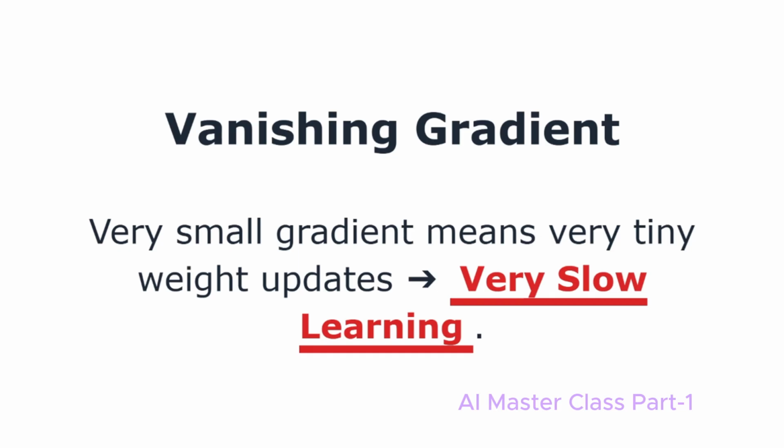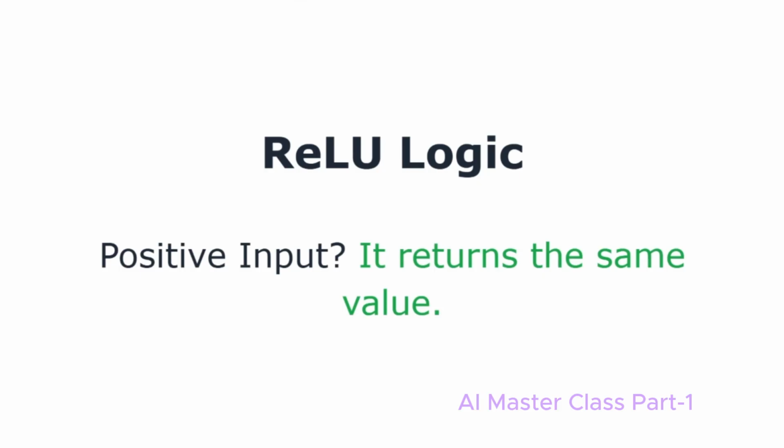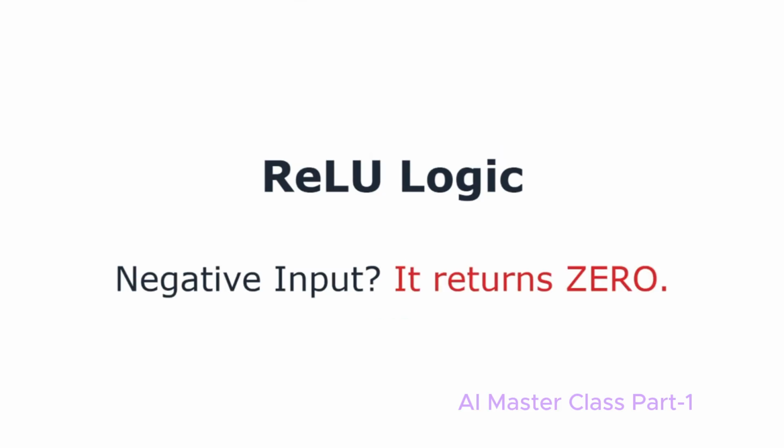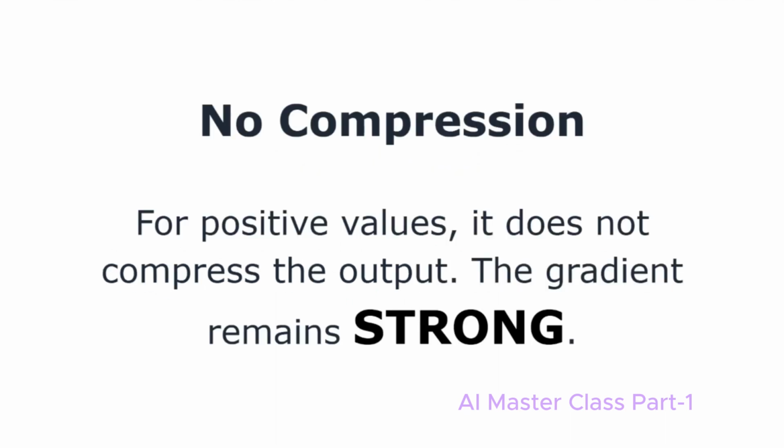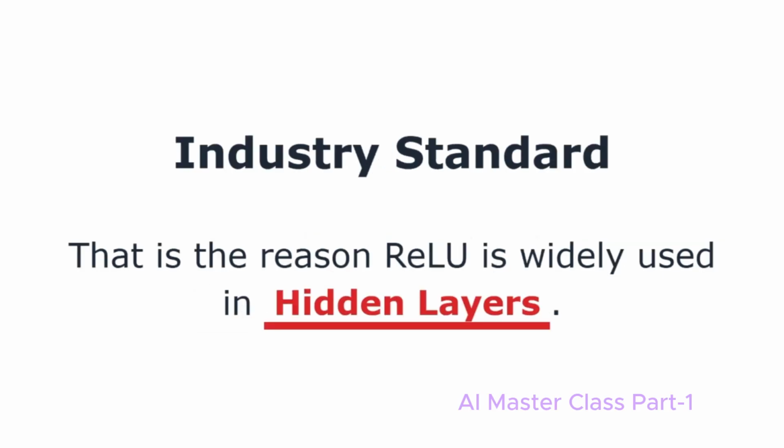Now let us look at another function, which is ReLU. ReLU stands for rectified linear unit. In this function, if the input is positive, it returns the same value. If the input is negative, it returns 0. For positive values, it does not compress the output. So the gradient remains strong, and because of this, learning becomes faster and more stable. That is the reason ReLU is widely used in hidden layers.